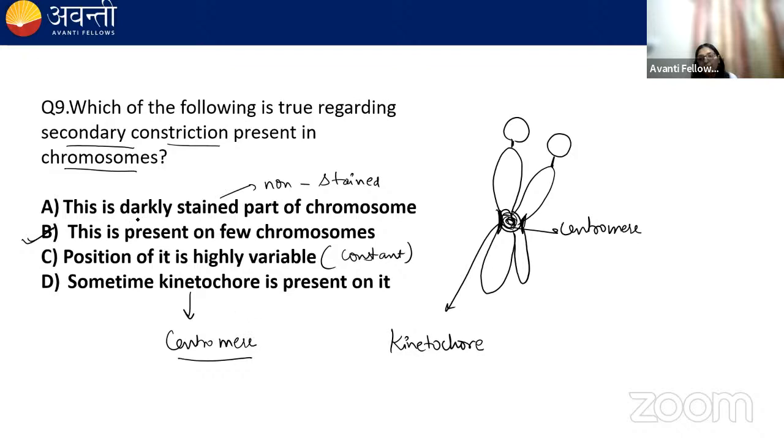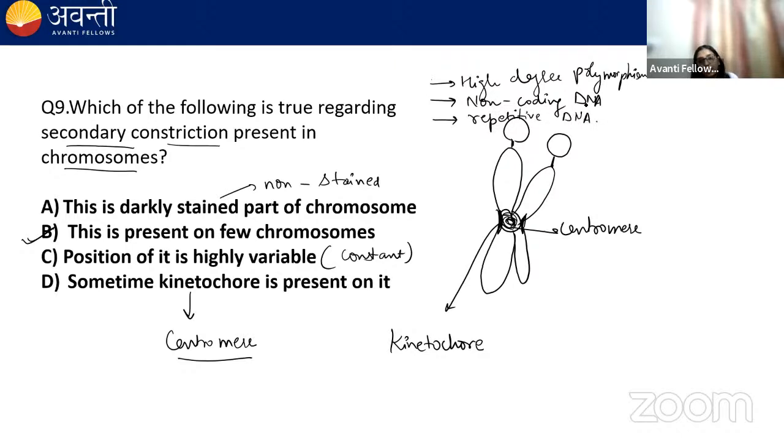Okay, and let me tell you a few points regarding the satellite, the secondary constriction, because you might get a question on this as well. The satellite also shows a high degree of polymorphism. I also told this in the previous class, yesterday's class. Second, the satellite contains non-coding DNA. Third, it contains repetitive DNA. Remember these points regarding the satellite. If you get any question on the secondary constriction, you will be able to answer it.